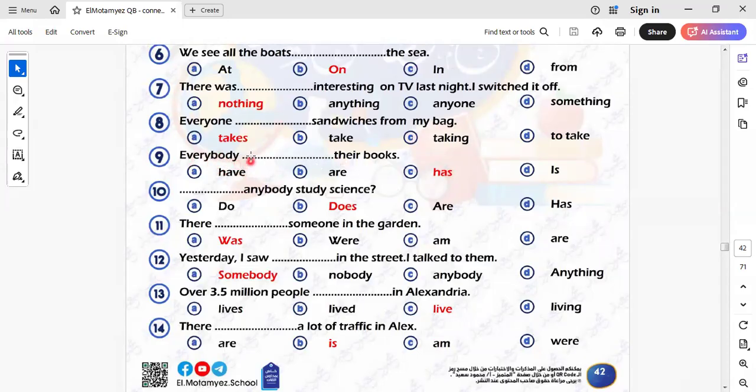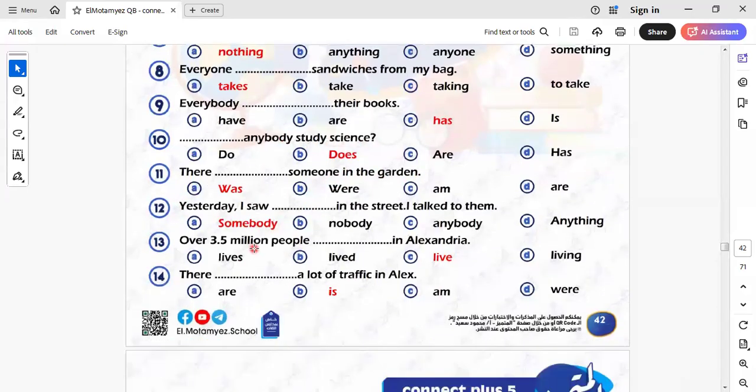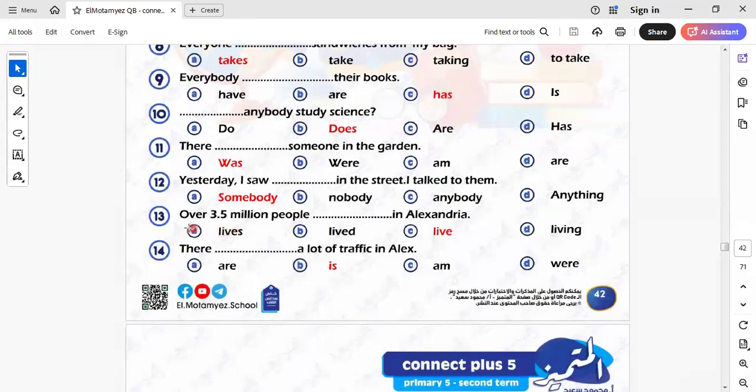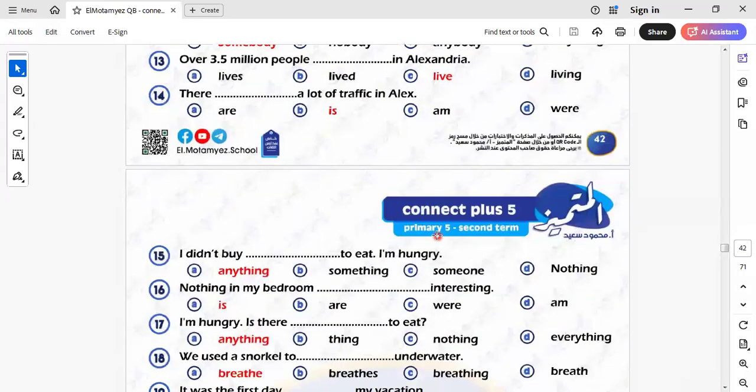So here I use everybody, and everybody is related to the singular form. We say has. Everyone takes a sandwich from the bakery. So here we have everyone and everybody related to the singular form. Does anybody study science? It will be does. There is someone in the garden. There was. Yesterday I saw somebody in the street. Over 3.5 million people live in Alexandria.